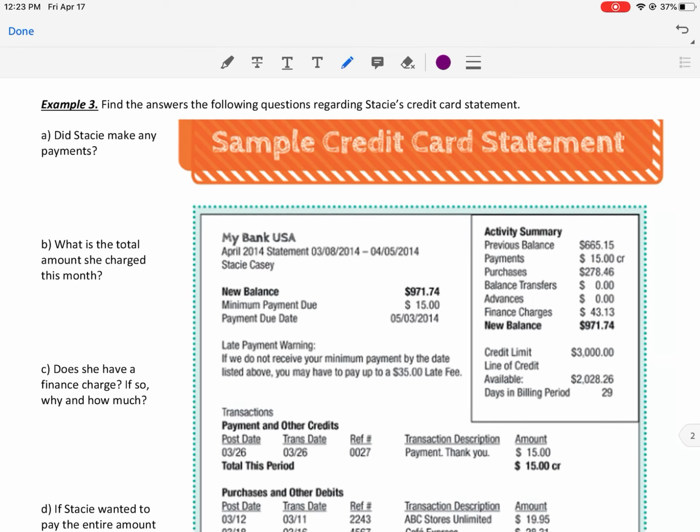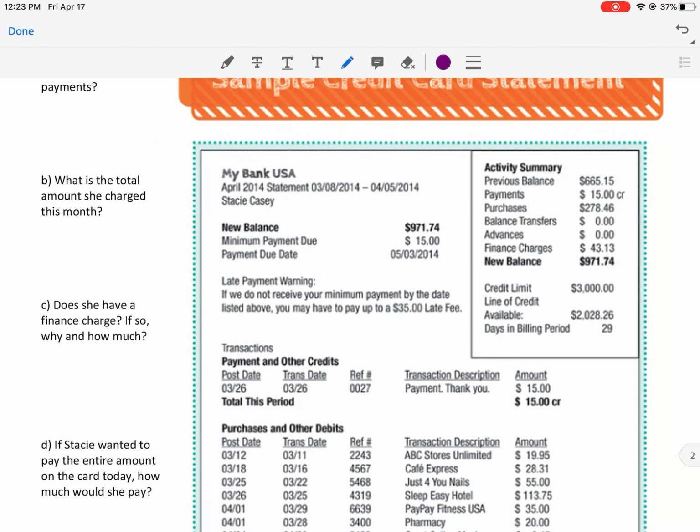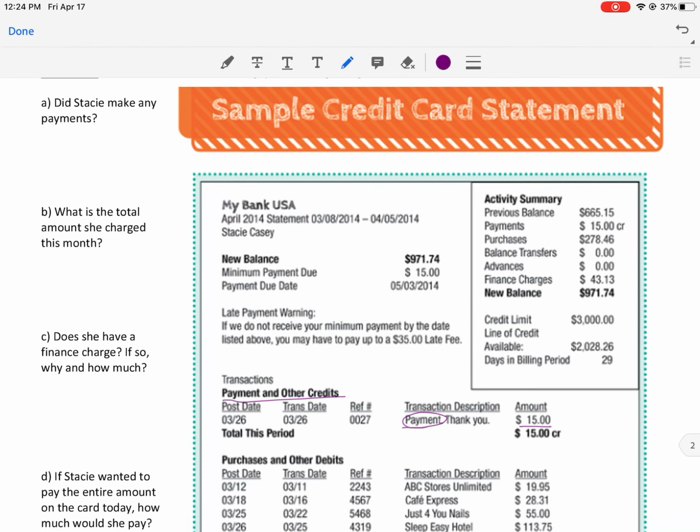The first thing we want to look for is any payments that Stacy made. There's two places you can see it. Notice how it says payments and other credits. So it looks like she did a payment and it says $15. So this would be for letter A. So yes, $15. Another place you can see it is over here on the upper right. You'll notice that it also says that she made that $15 payment, and that CR means credit.